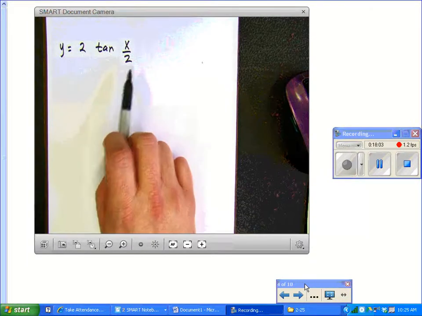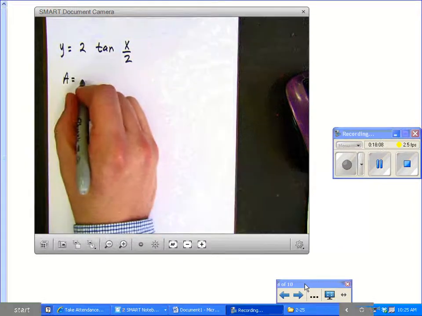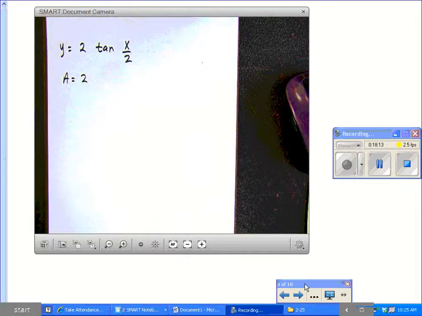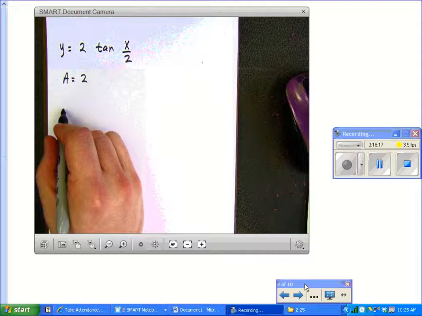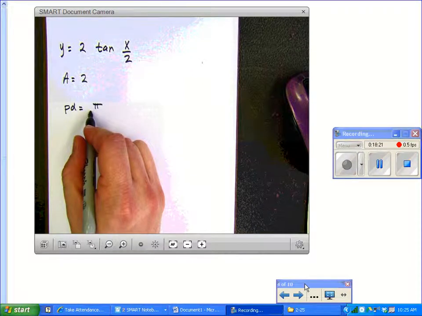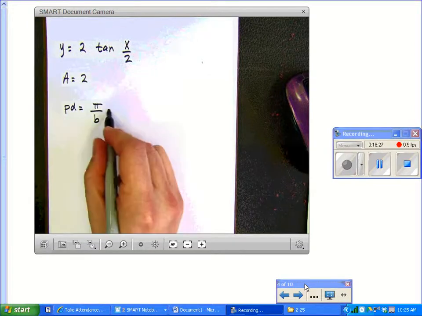So now you can definitely tell it's going to change up the period. It's changing up the amplitude. All right, what's the amplitude? Now, remember what we said about the period for tangent and cotangent? It's pi. Not 2 pi, just pi. So when we find the period for tangent, it's going to be pi over b and not 2 pi over b, right? So pi over b, let's look at this.